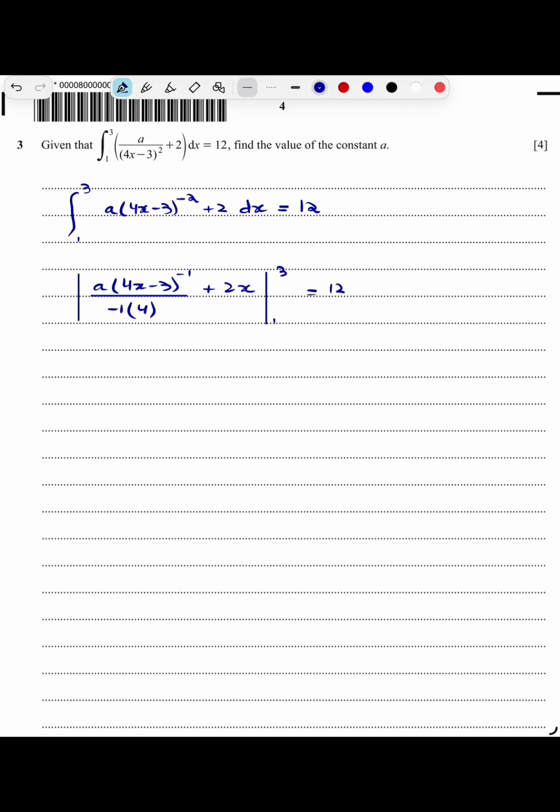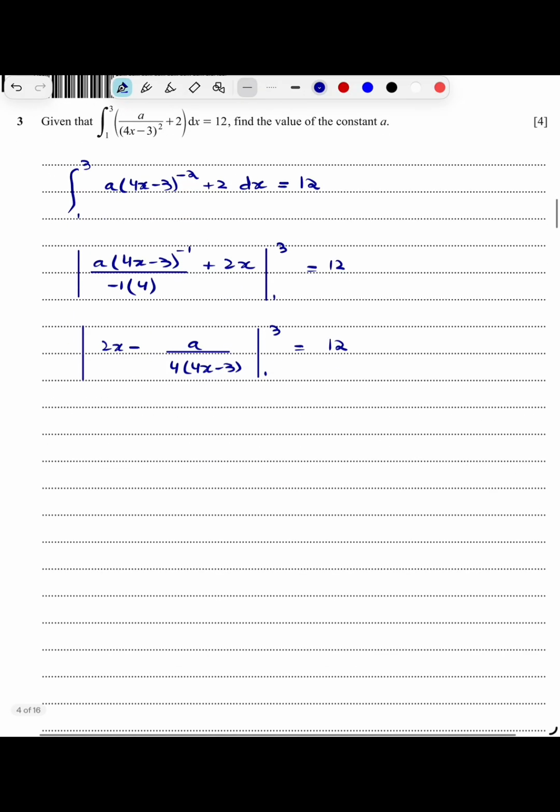Now let's just write this as 2x minus a over 4 into 4x minus 3. That'll make things easier for us, I think. So first let's put in the value 3. We'll get 6 minus a over 4 times 3 fours are 12, right? And 12 minus 3 is 9, and 9 fours are 36. So we'll get 36 here.